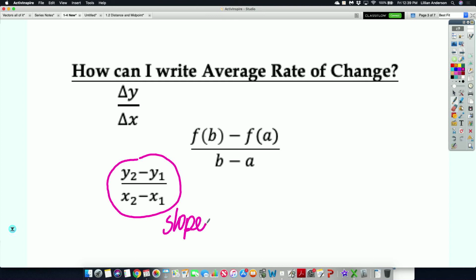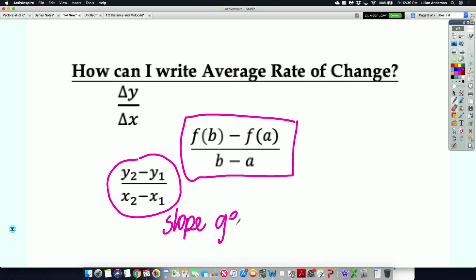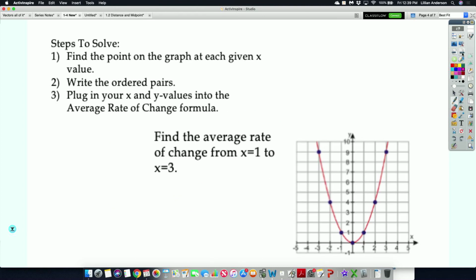Sound good? Pre-cal? Awesome. But we don't use that old school formula because that was geometry. This right here is pre-cal. And what this basically is saying is your function, when you plug in one value, subtracted from the function when you plug in a different value, divided by the difference of those two values, gives you your average rate of change. It gives you the slope between those 2 points that are somewhere on the curve.